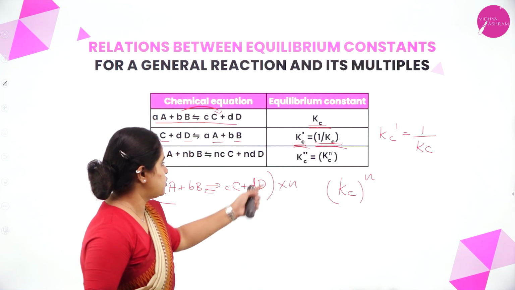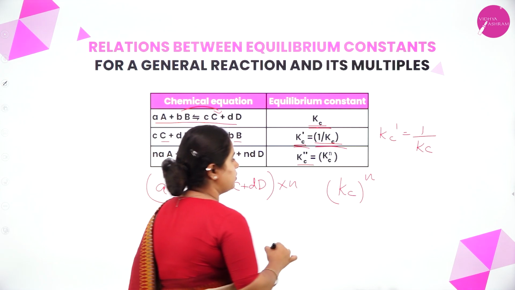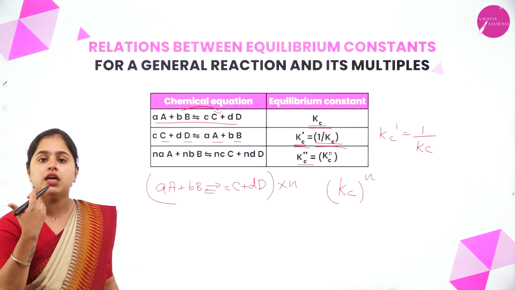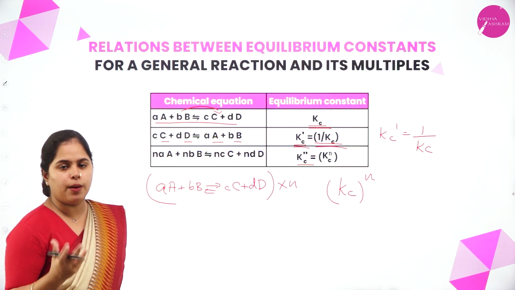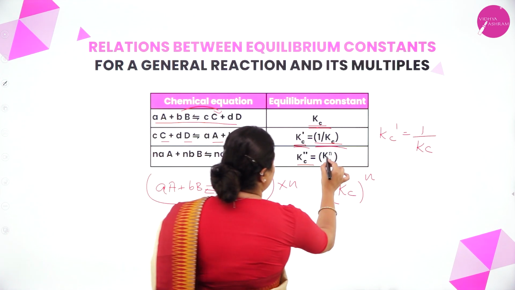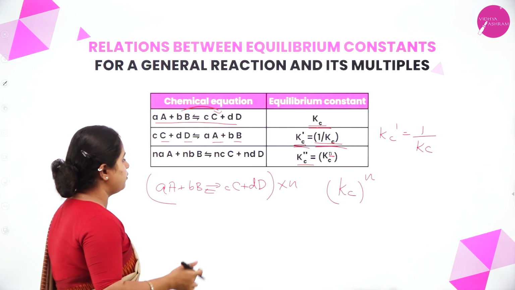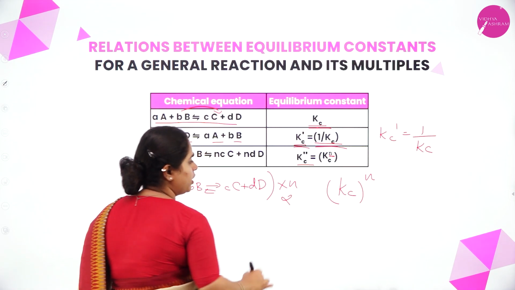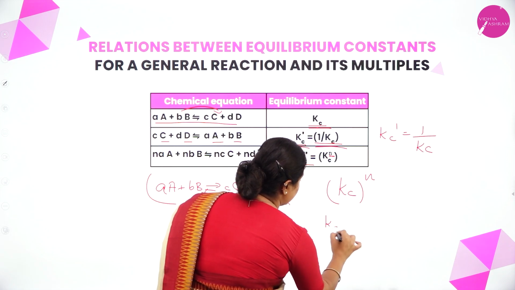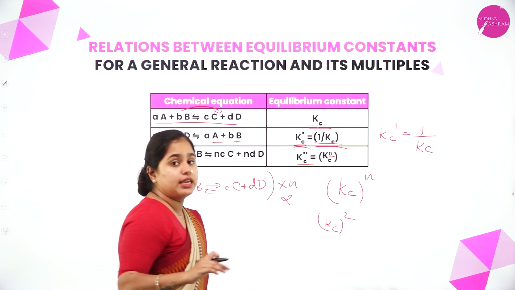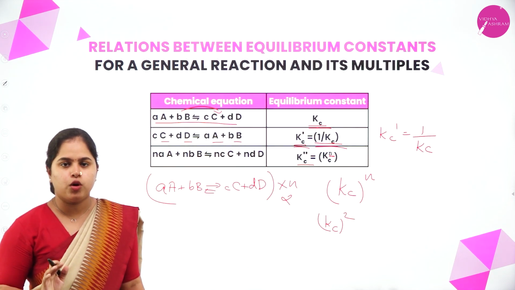That is what is shown here, Kc double dash. If we are multiplying the equation with any integer or any number n, that will come in the power. For example, if I am multiplying it by 2, it becomes Kc to the power 2, or Kc square, will be the value. So I hope it is clear.